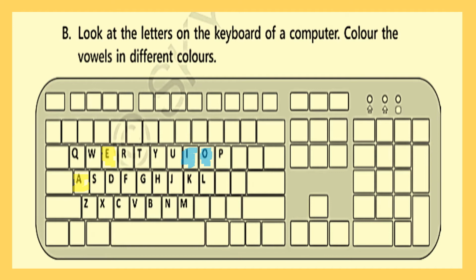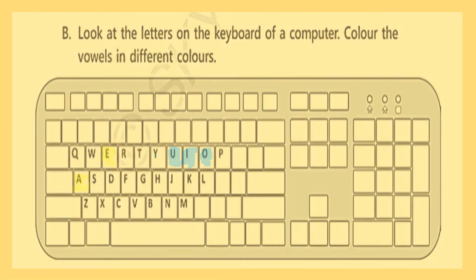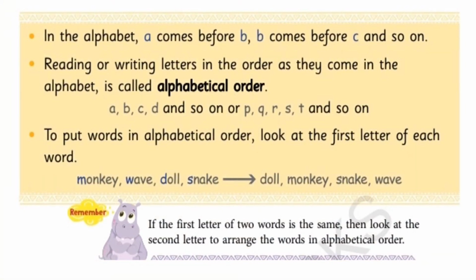Okay. In the first line you can see E, U, I, O. In the second line you will see A. So you can use any color. So students, I hope you understood consonants and vowels. The next is alphabetical order.